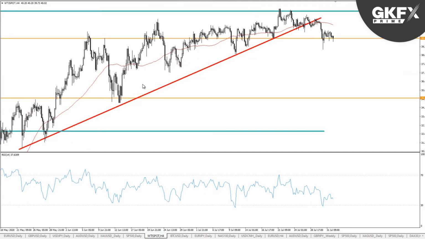If I zoom out in this 4-hour chart, you can see that we did have multiple tests on this trend line. It was quite a solid one. 1, 2, 3, 4, 5, 6, as you might say. It broke on the 6th, and we're just holding around this 40 level at the moment, but I suspect that 40 could give way.